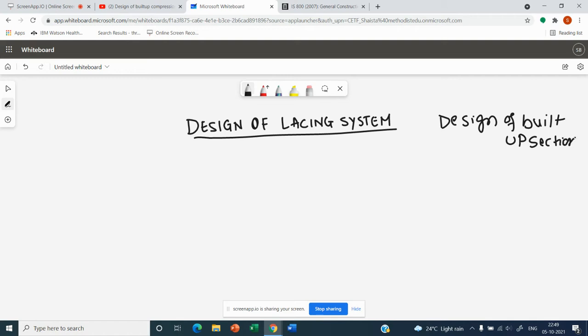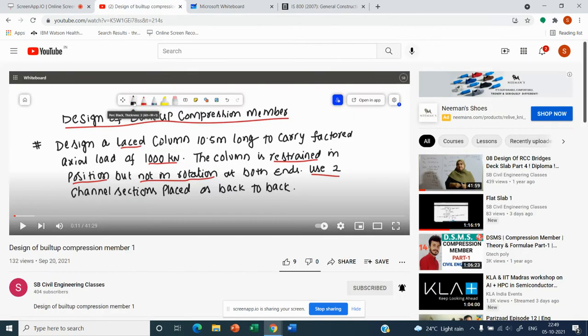So if you watch my second video, that is design of built up section, where I have solved a problem: design a column 10.5 meters long to carry a factored load of 1000 kilonewton. The column is restrained in position but not in rotation at both ends. Use two channel sections placed back to back. In that video, the complete laced design was not done. The problem was solved only for the design of built-up members.